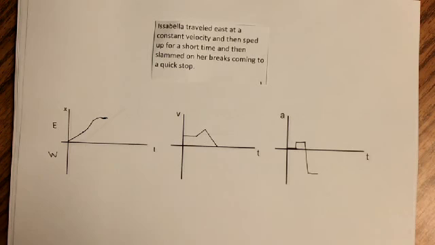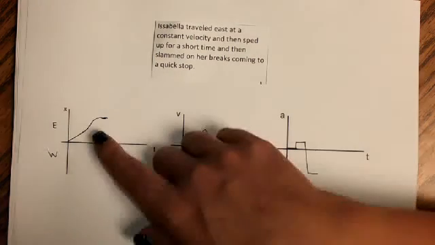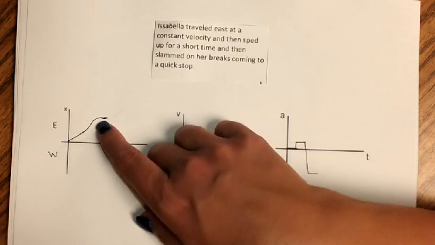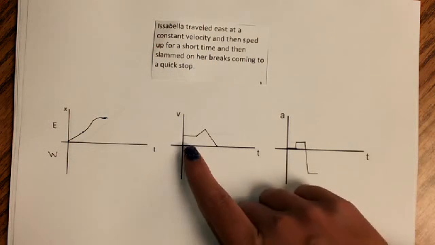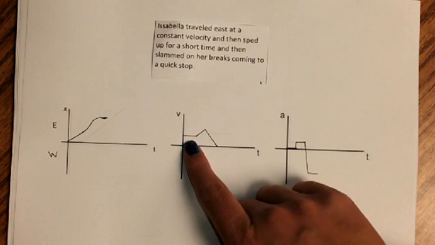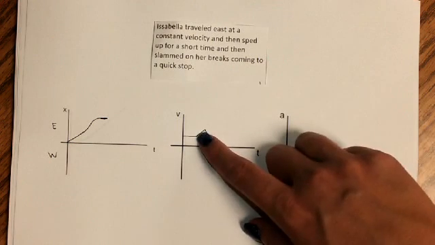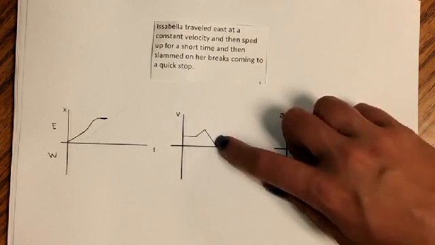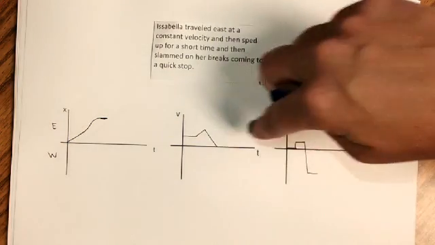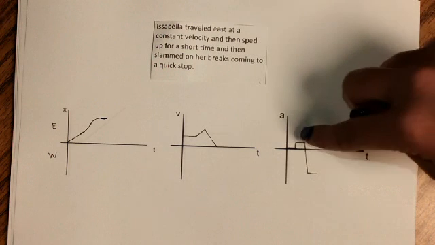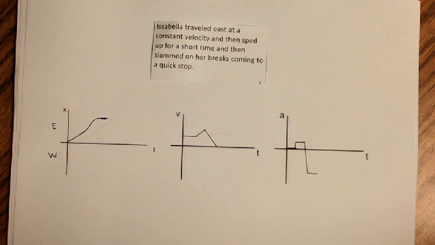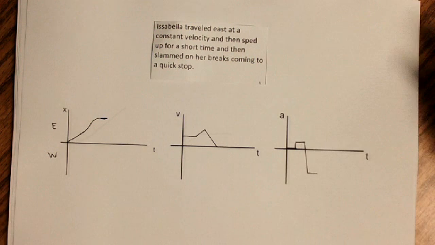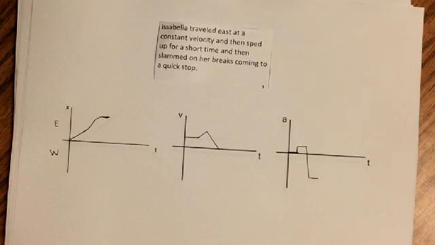And then she speeds up and then slows down. And then here we have a constant velocity followed by speeding up followed by slamming on the brakes. Here we have no acceleration followed by positive acceleration followed by a large negative acceleration. Okay, go to the next scenario.